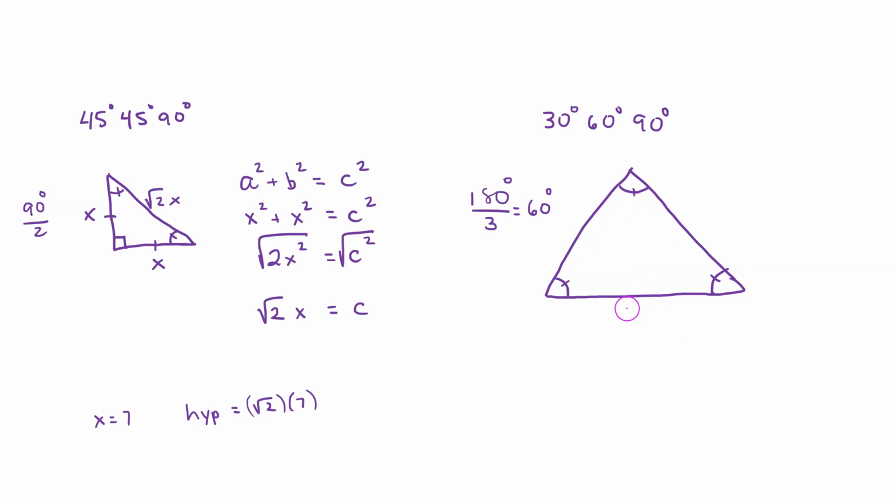I'm going to say that each side is 2x, and you'll see why I chose 2x instead of just x in a minute. Okay, so if all the angles are the same, all the sides are the same. Now what I'm going to do is take this equilateral triangle and cut it in half.